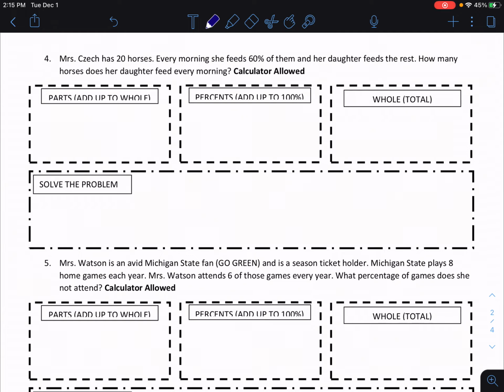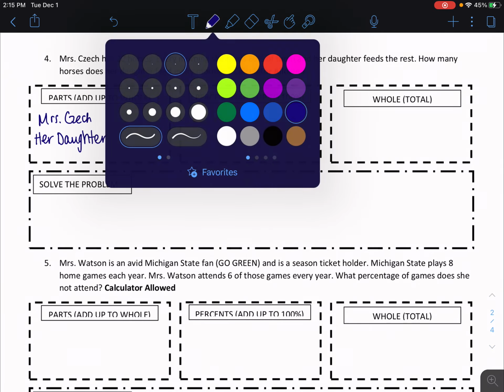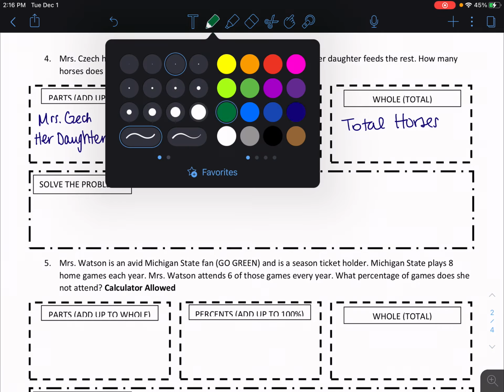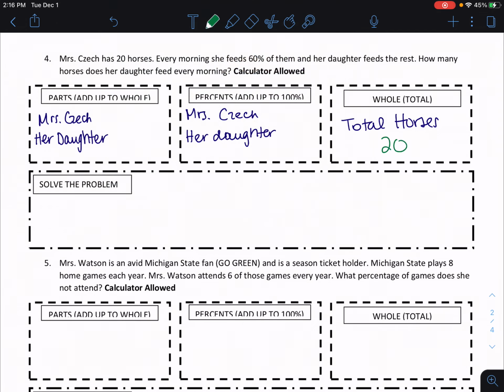Number 4 says Mrs. Check has 20 horses. Every morning she feeds 60% of them and her daughter feeds the rest. How many horses does her daughter feed every morning? So we've got Mrs. Check and her daughter as our 2 parts. So she's doing some, and her daughter is doing some. And then we've got total horses. So it says Mrs. Check has 20 horses. That's the total amount of horses that she has.